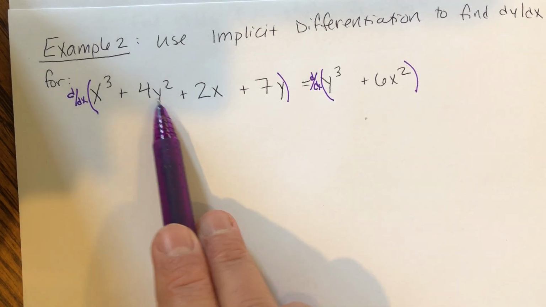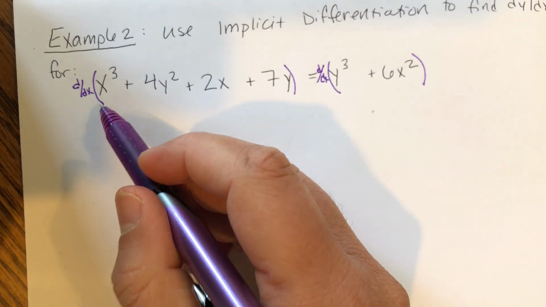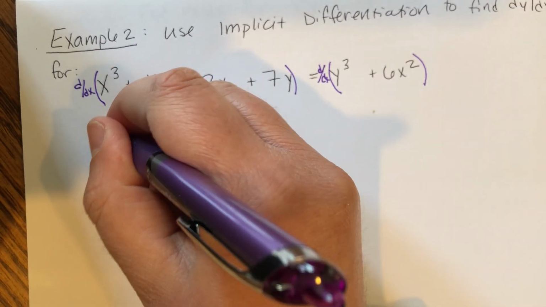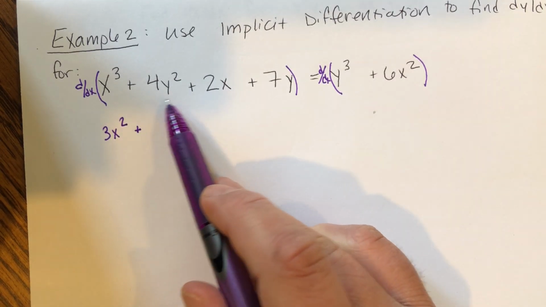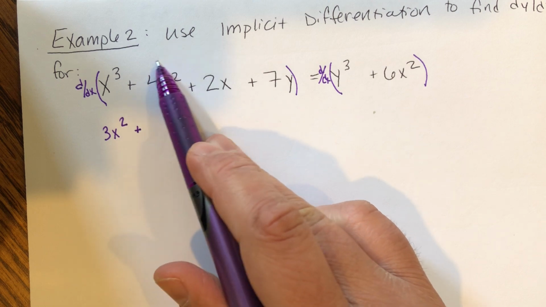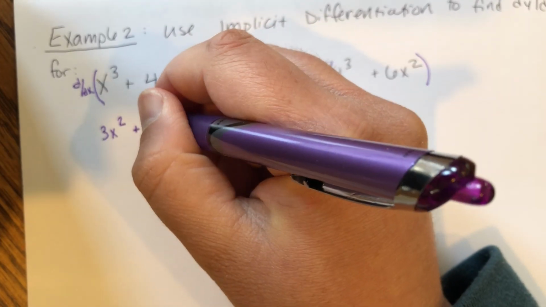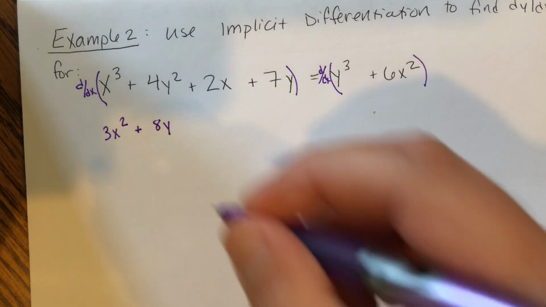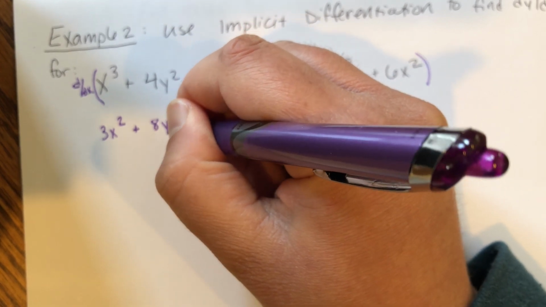All right, so let's see what happens here. I'm going to go term by term and take the derivative with respect to x and use that rule. The derivative with respect to x of x cubed is just 3x squared, plus, okay, here's where things get complicated because we're taking the derivative of a y term. So we take the derivative with respect to y. That's going to be 8y to the 1 power. But because I've taken the derivative of a y term, I also have to multiply by dy dx.